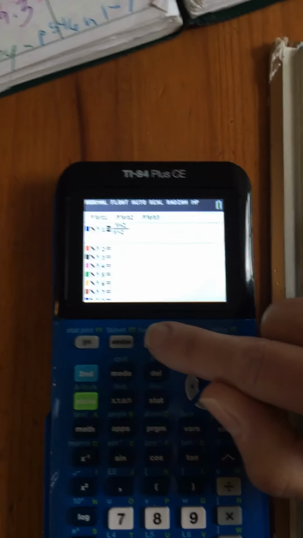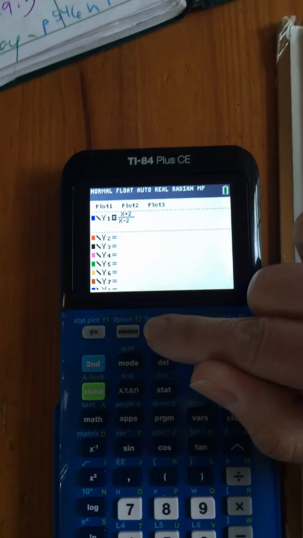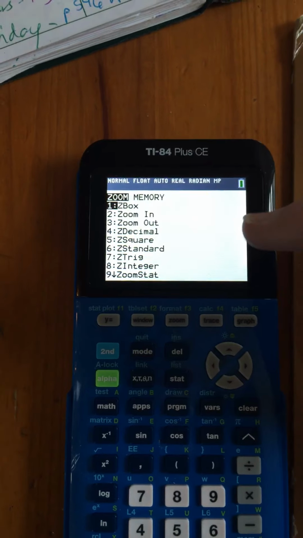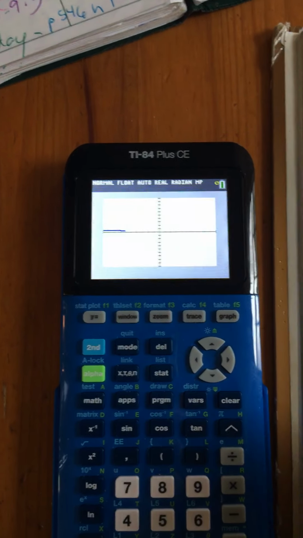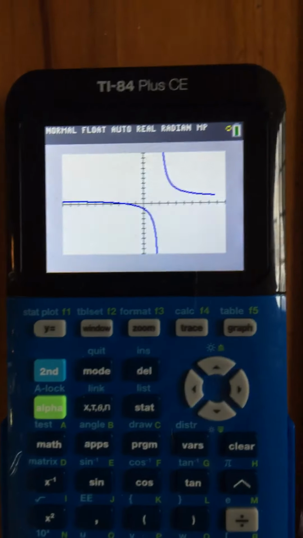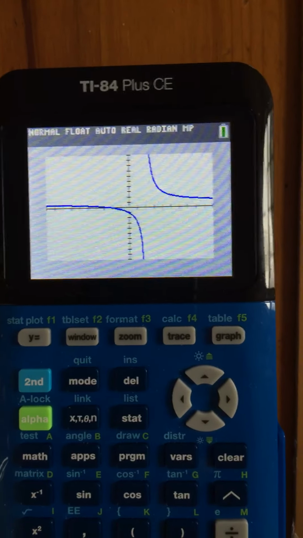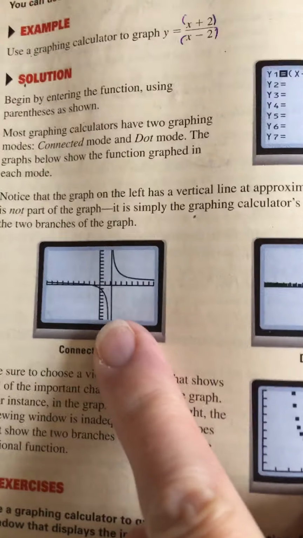Okay, I know I was messing with my window with the last video, so I'm going to get a standard window. I'm going to go to Zoom 6, and let's see how it looks. Whee! Some more fun with sound effects. Yay! So there it is.